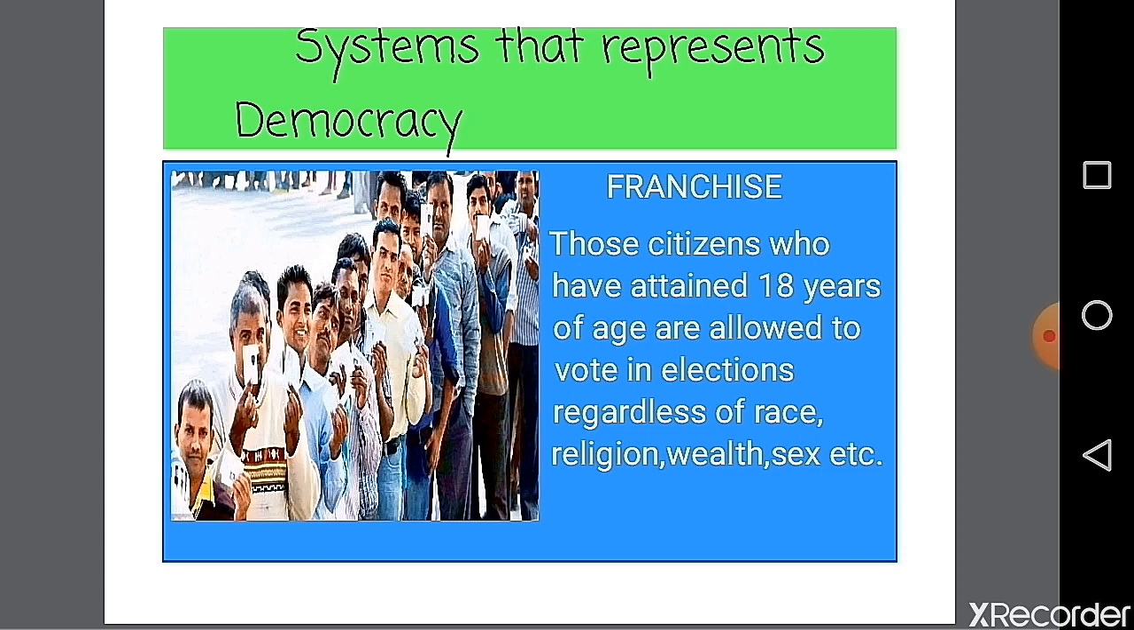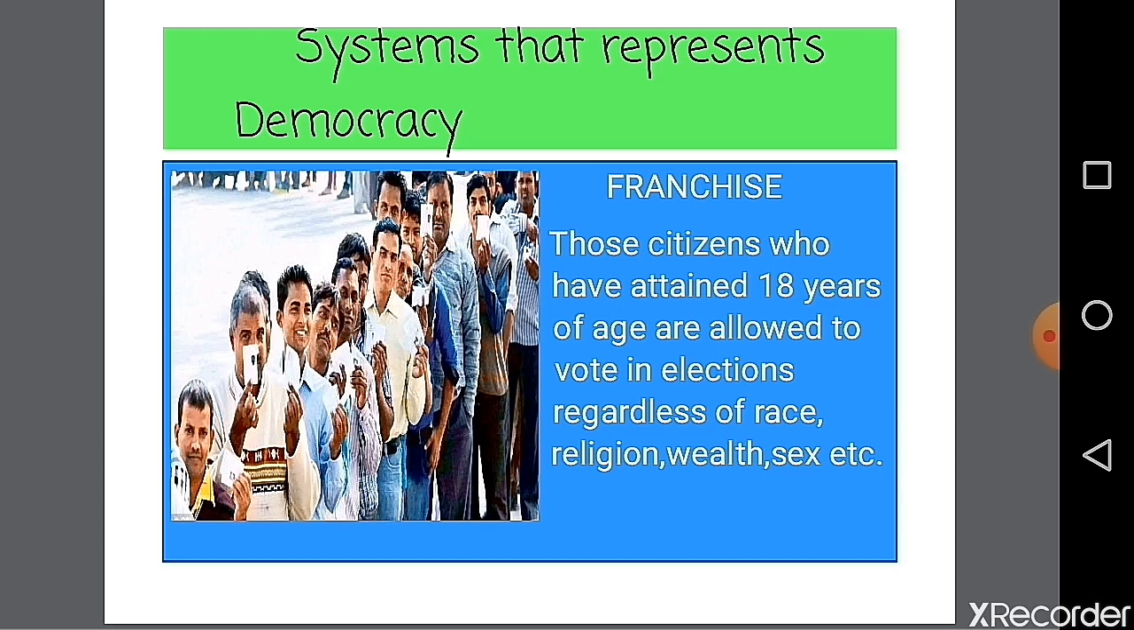I have said universal adult franchise. In India, all the citizens who have attained 18 years of age are considered adults, and this age is different in different countries. So this is the system that represents democracy, and it is not like only citizens who are poor or wealthy or from the upper class will get the right to vote. Every citizen who has attained 18 years of age gets the right to vote. But they have to be registered in the voters list.